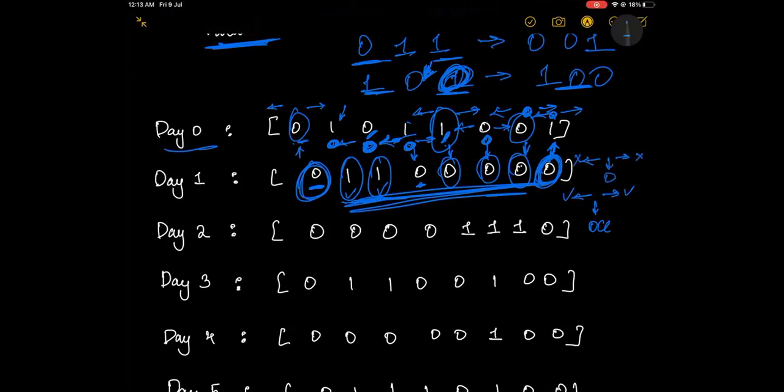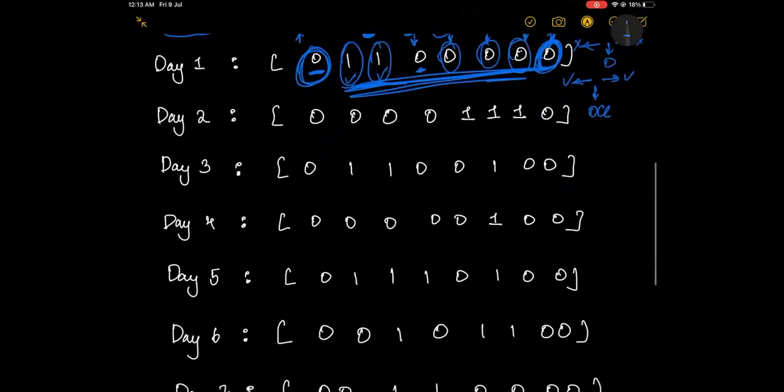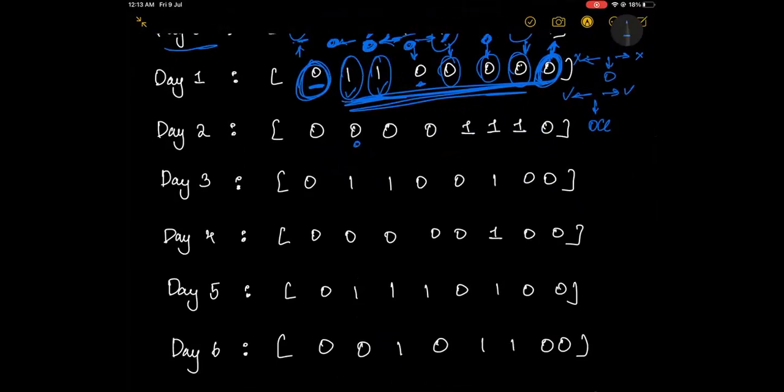Similarly in this one, we come to 1, left and right are not equal, this becomes 0. We come to 1, left and right are not equal, this becomes 0. We come to 0, left and right are not equal, this becomes 0. We come to 0, left and right are equal, therefore this becomes 1. Here also left and right are equal, therefore this becomes 1. Here also left and right are equal, therefore this becomes 1.